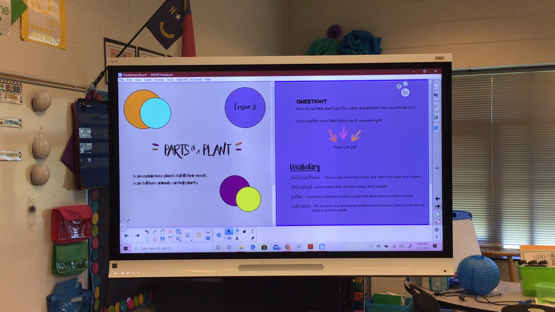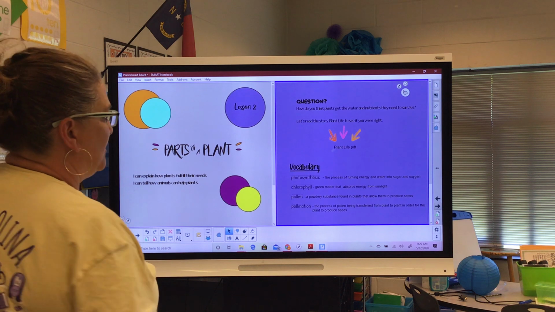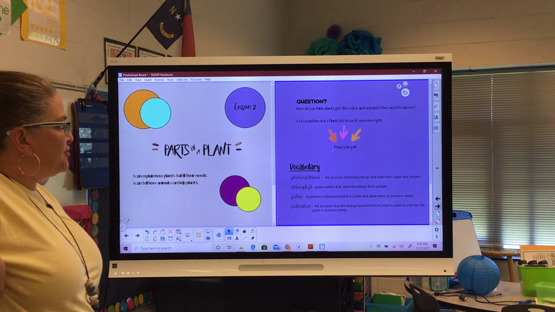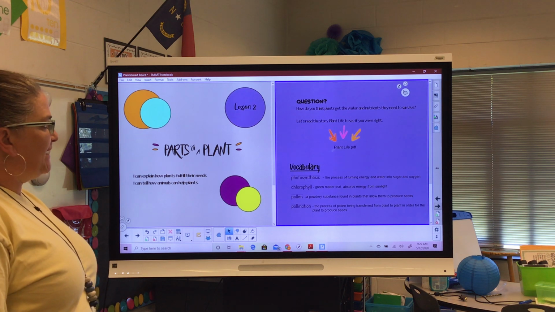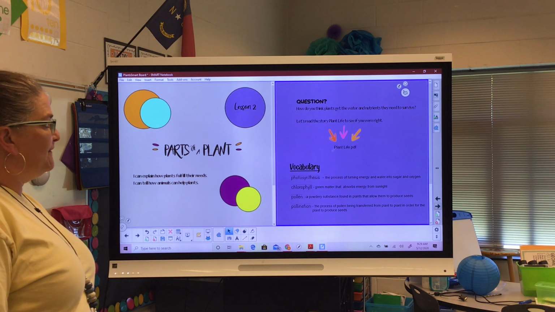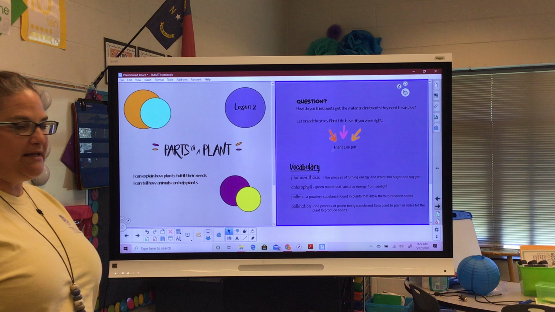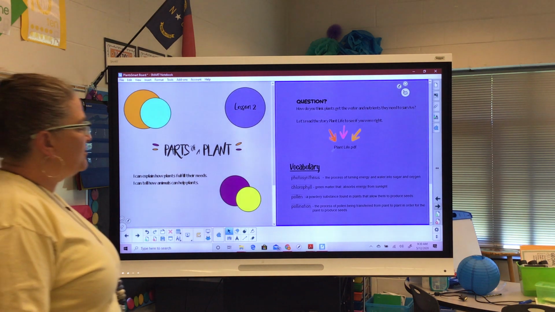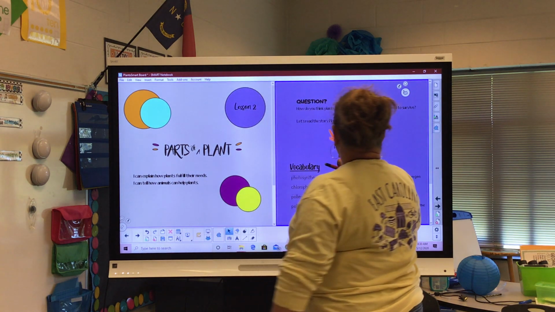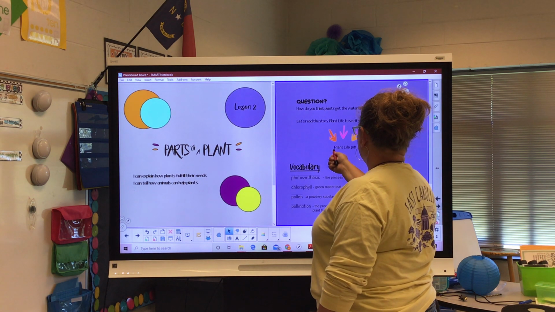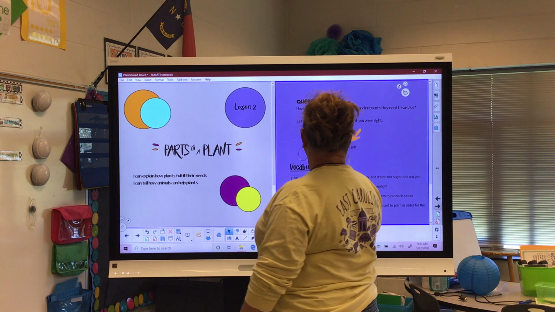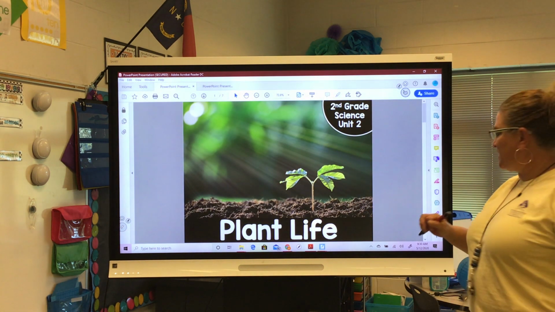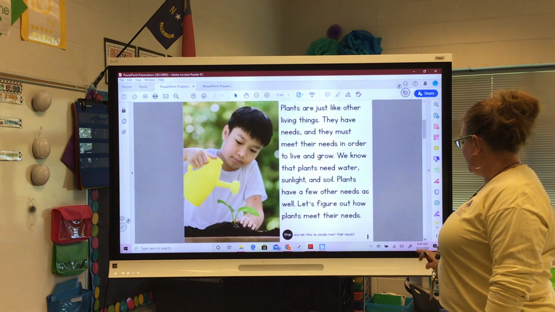How do you think plants get the water and nutrients they need to survive? That is your question. Think about it for just a minute. How do you think plants can get the water and the nutrients that they need to survive? All right, let's go ahead and read this story, or listen to this story, Plant Life. And it should answer those questions about how they get their water and nutrients.